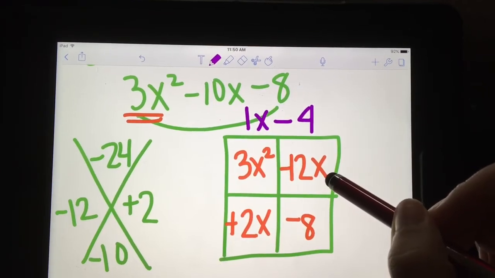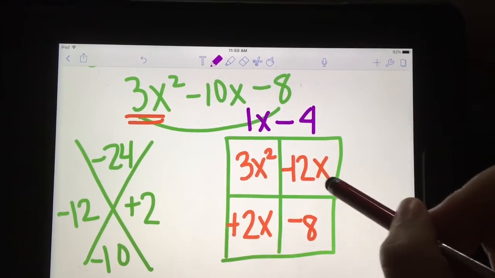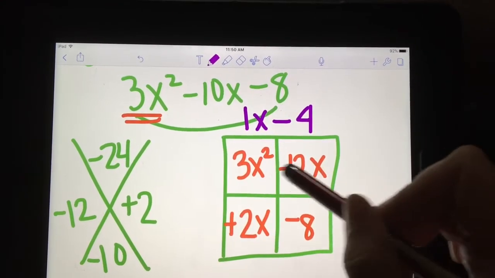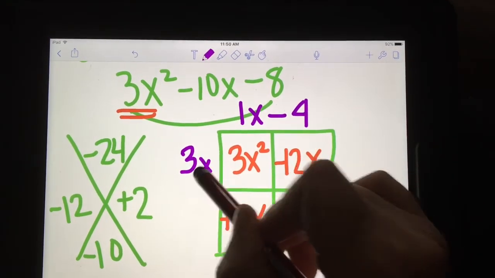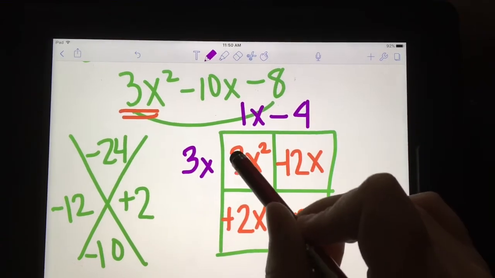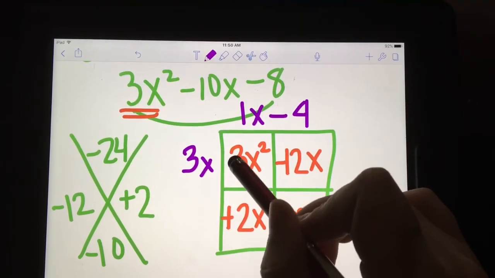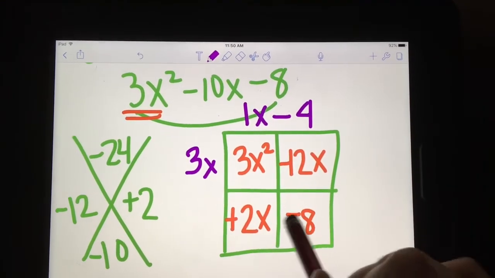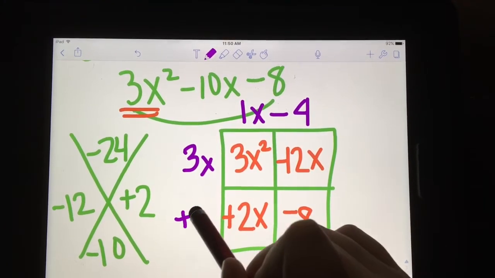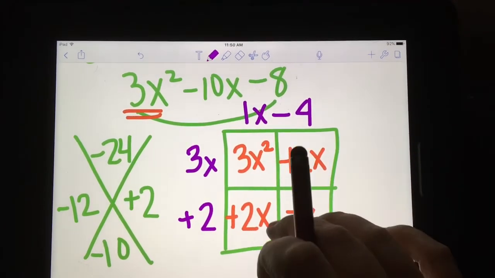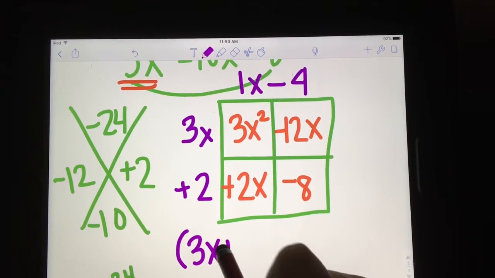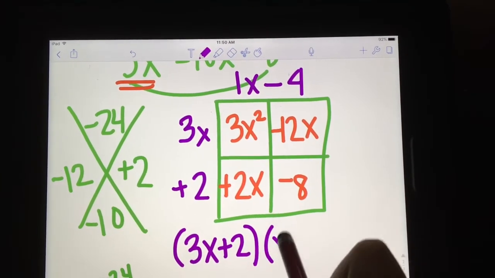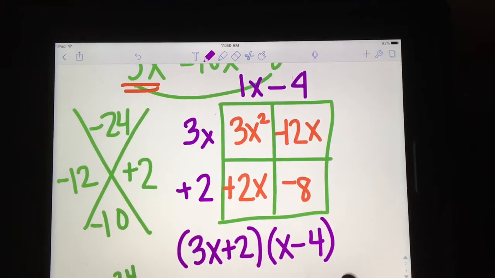Now I'm going to look at each row. 3x squared and negative 12x. My GCF is 3x, positive because that's the sign of the number right next to it. Here, my GCF is going to be a positive 2. So my final answer ends up being 3x plus 2 times x minus 4.